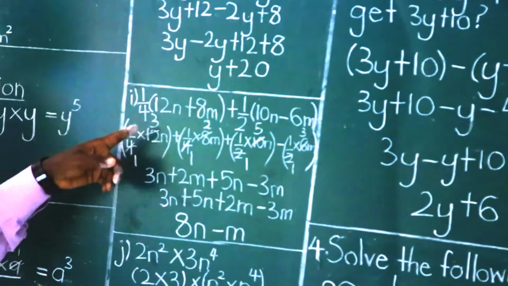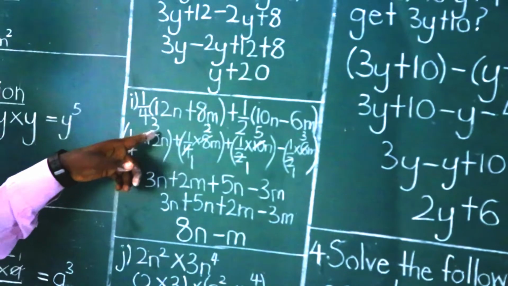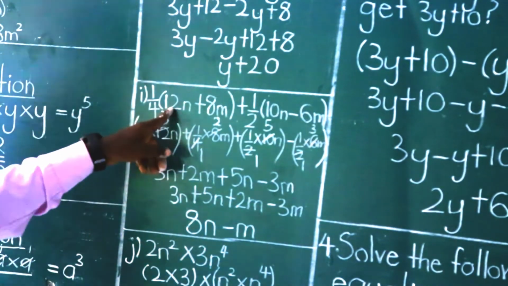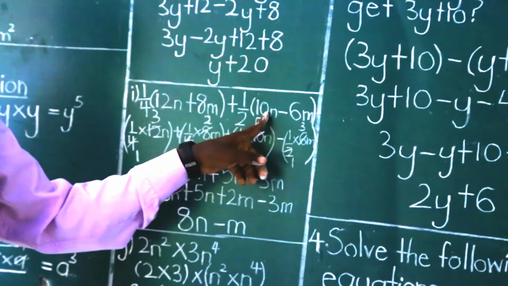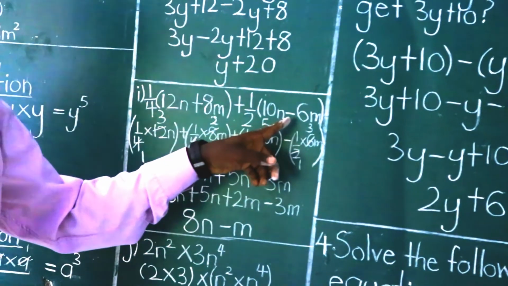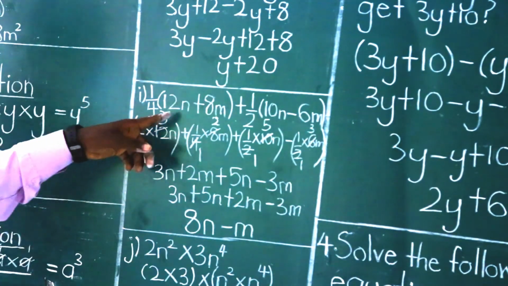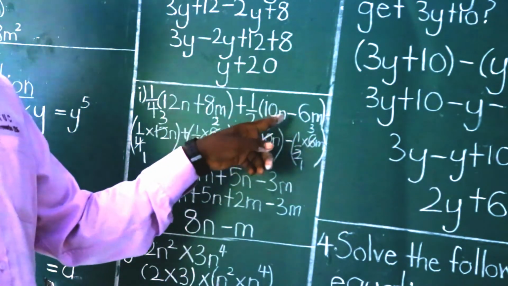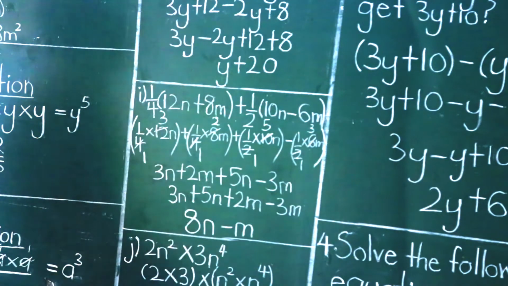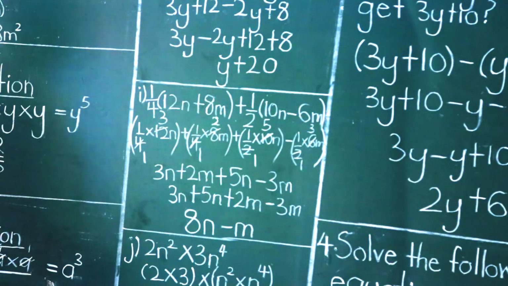This time there is involvement of fractions. That's a quarter into 12n plus 8m, plus a half into 10n minus 6m. Repeat, simplify a quarter into 12n plus 8m plus a half into 10n minus 6m. This time round, there is involvement of fractions like I mentioned before.